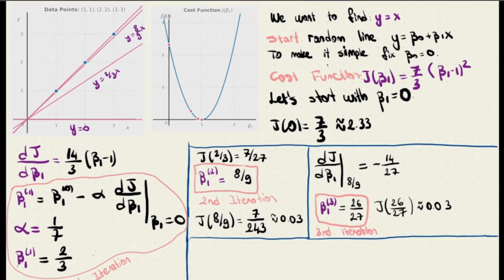Our new beta 1 is 26 divided by 27, so our new line is y equals 26 divided by 27x. It's here, so we got closer to the line y equals x, and on the cost function's graph we come closer to 0. As you see, our point is moving down and our beta 1 is moving right.